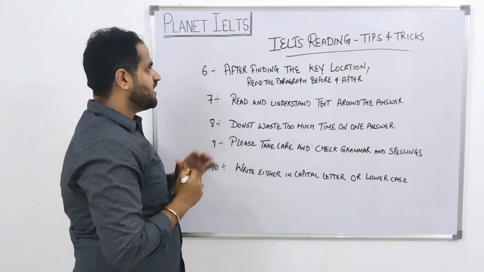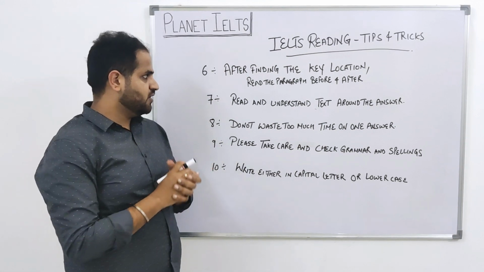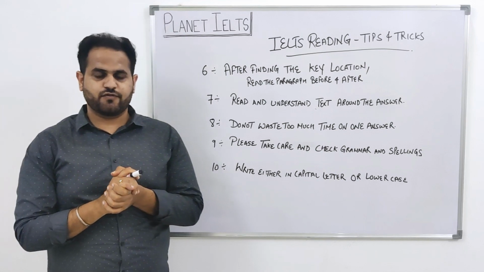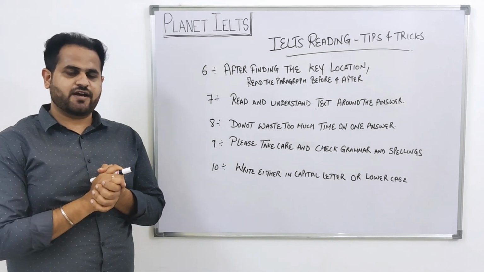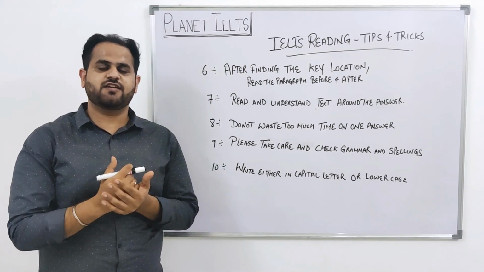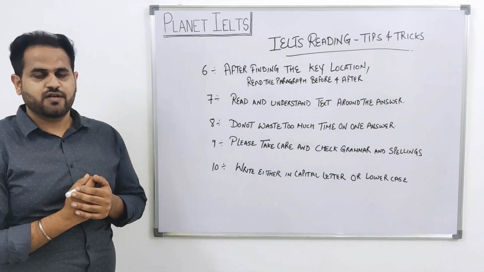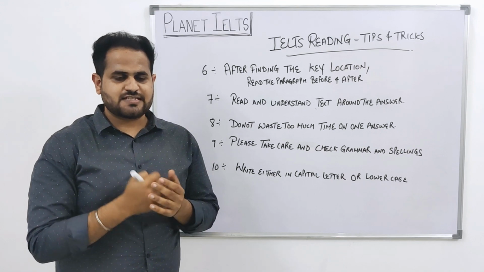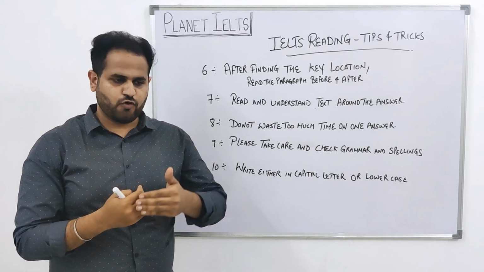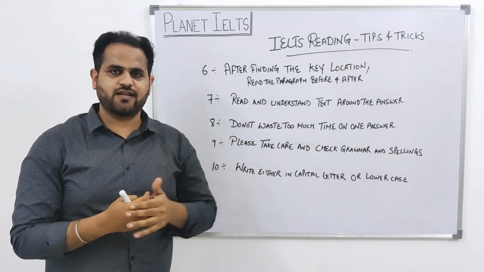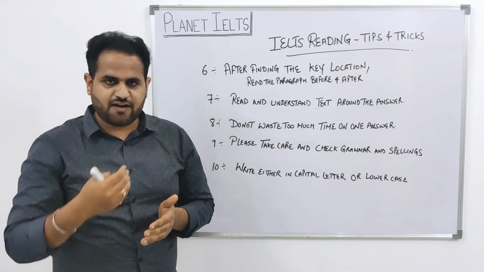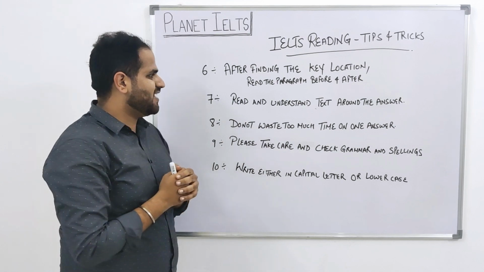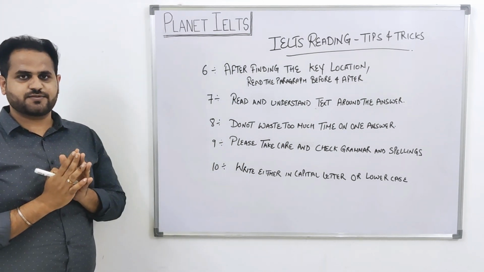Moving on to the sixth point. It says, after finding the key location, read the paragraph before and after. Now it is very important for you to read the paragraph before and after the key location. For example, if you find the key location, supposedly, in line 2, start reading 2 to 3 lines before that line and 2 to 3 lines after that line.